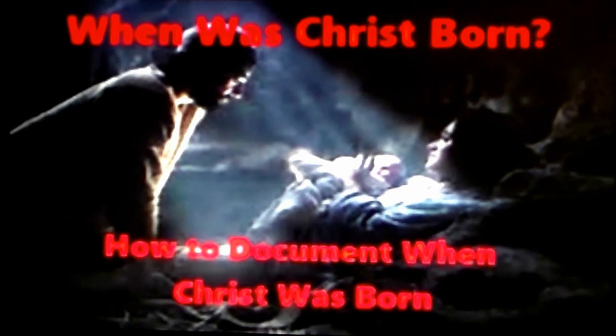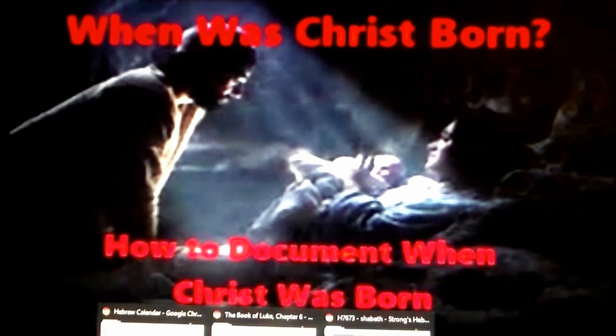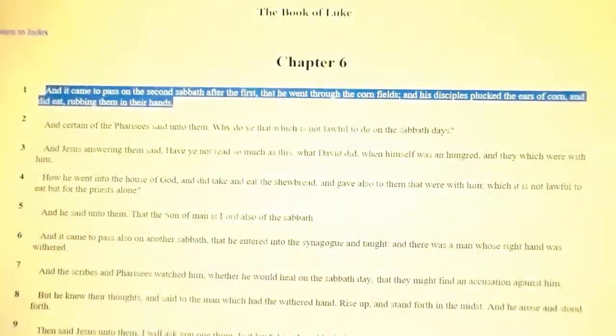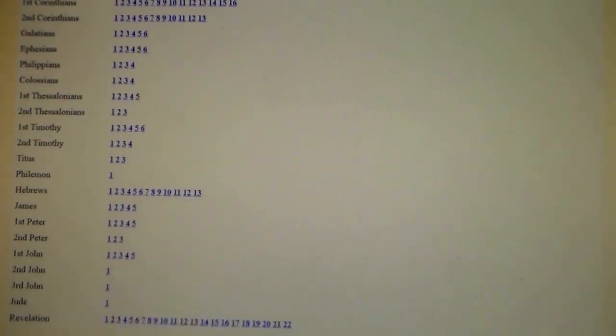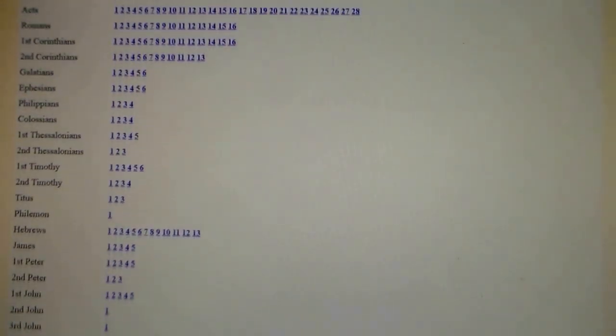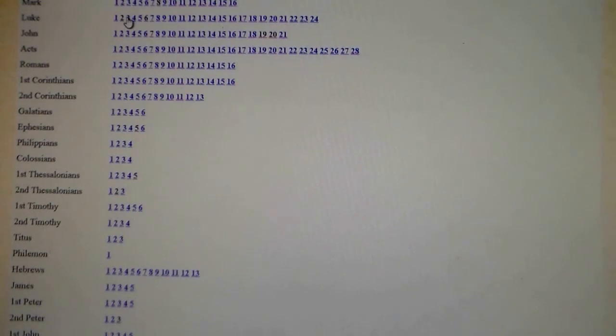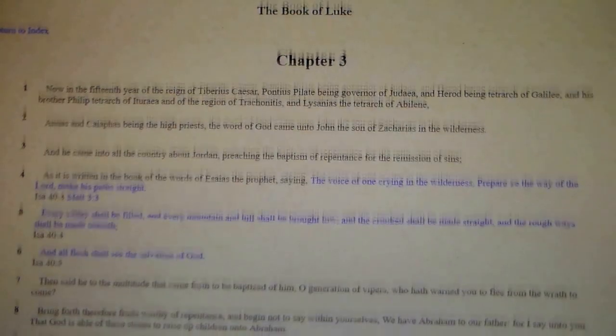Well, according to the book of Luke, Jesus was around the age of 30 when he started his ministry, right? Here in the book of Luke, chapter 3. Where's the book of Luke here? I think I passed it. Luke 3:23.